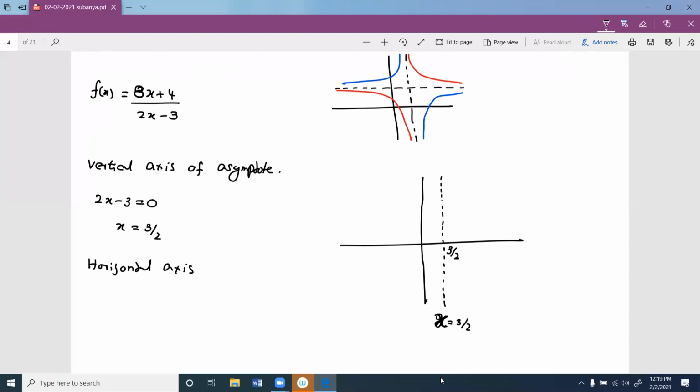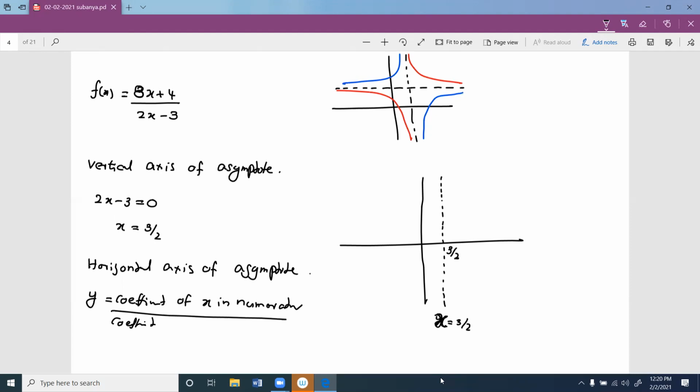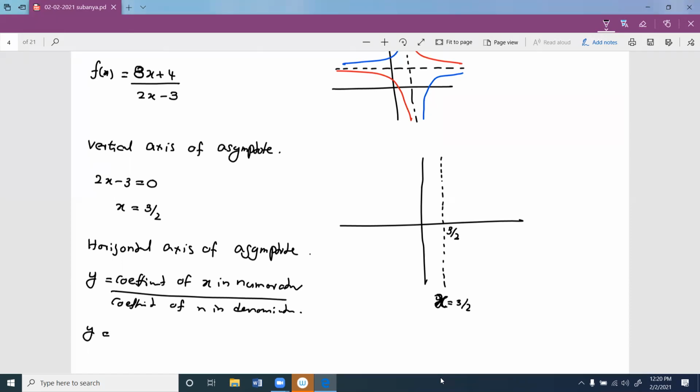Then we can work out the horizontal axis of asymptote. How do you get it? The formula is y equals the coefficient of x in the numerator divided by the coefficient of x in the denominator. That's it, right? Okay, let's apply this. For this question, y equals what? The coefficient of x in the numerator is 8. The coefficient of x in the denominator is 2. So it turns out to be y equals 4. So you can mark like this. y equals 4, right?